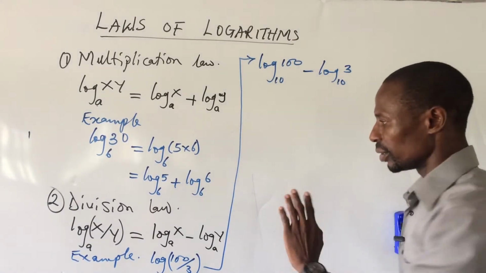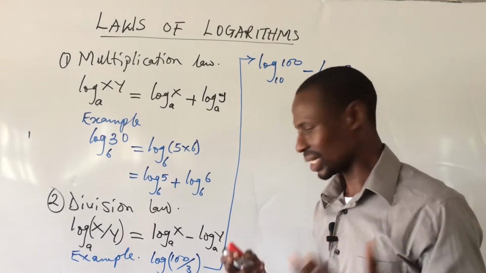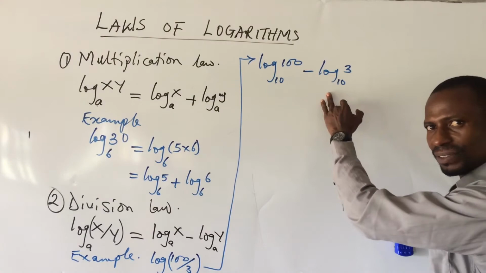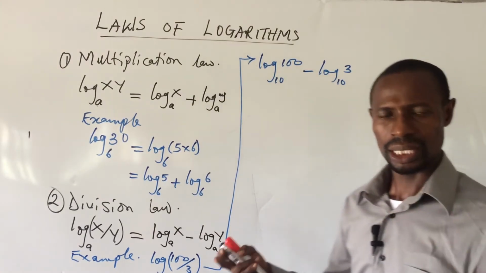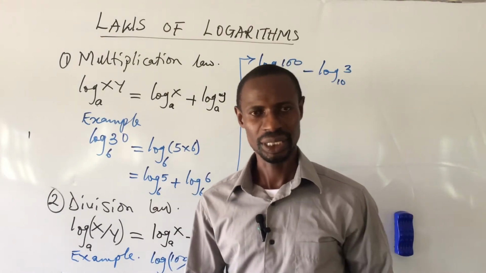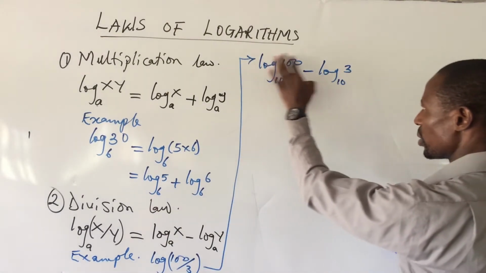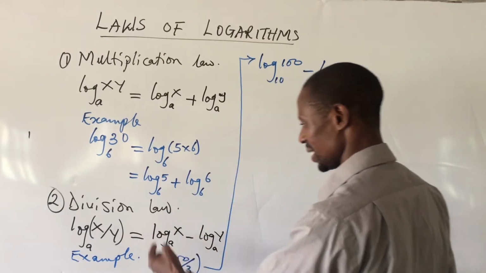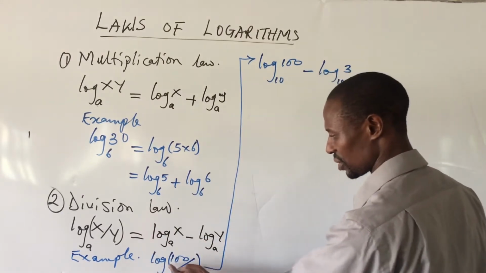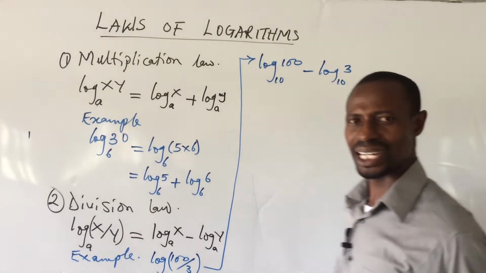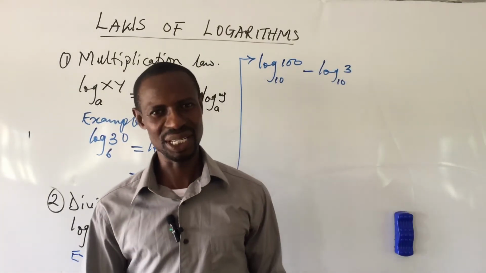But just for the sake of simplicity, just to prove this law, this is where I will stop. By the time we look at all the rules, then we can go into solving that and show that all this can be broken down. But the bottom line of this is that when you have a division sign, then you subtract the logs. Very simple as ABC.